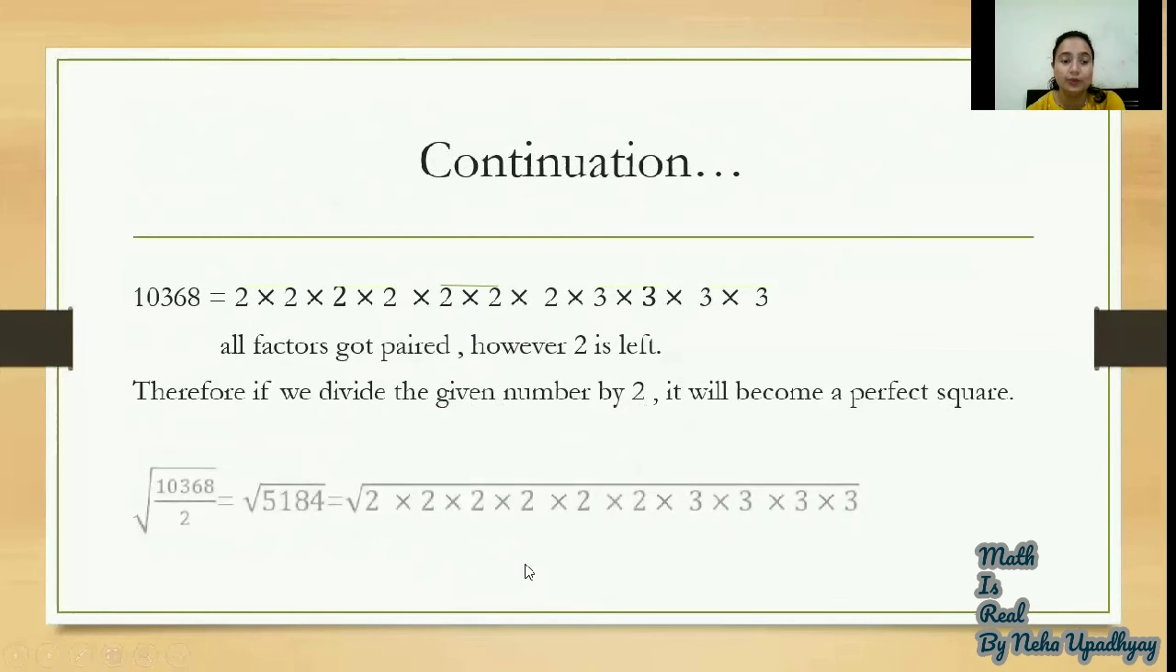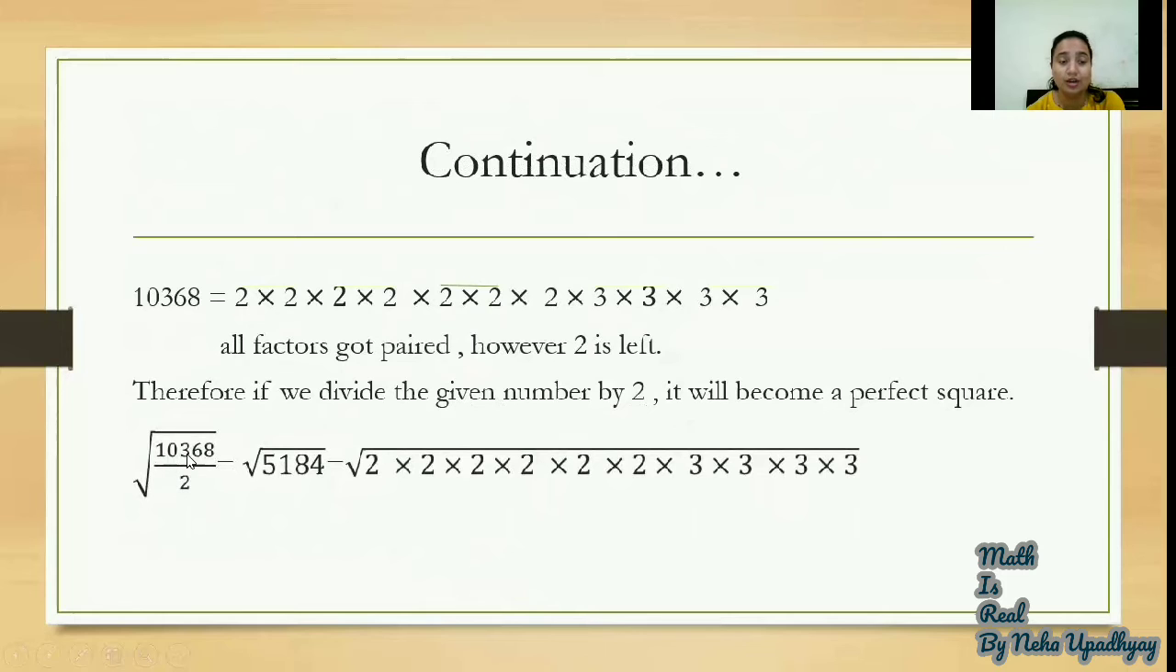Let's see how. Look at here. This 10,368 is written over here. We divide it, and we'll get this. All the factors will remain the same, only this 2 will be removed. Then this is a pair, this is a pair, this is a pair, this is a pair, and this one is also a pair. So we can give the answer this way: 1, 2 from this pair, 1, 2 from this pair, 1, 2 from this, and so on. At the end, we multiply them all and we'll get the answer. Isn't it easy?